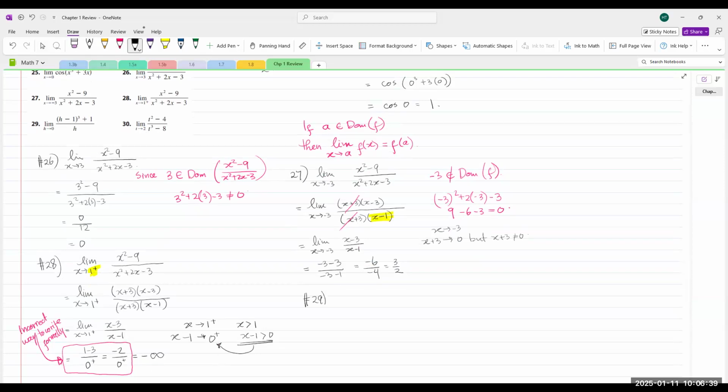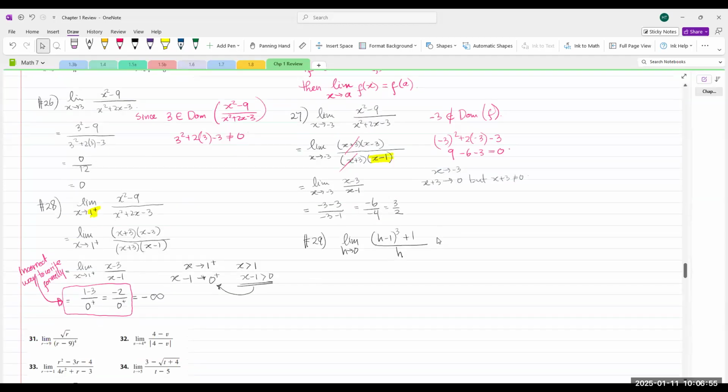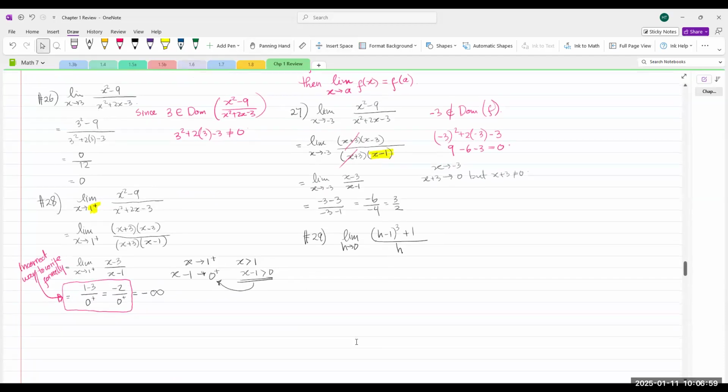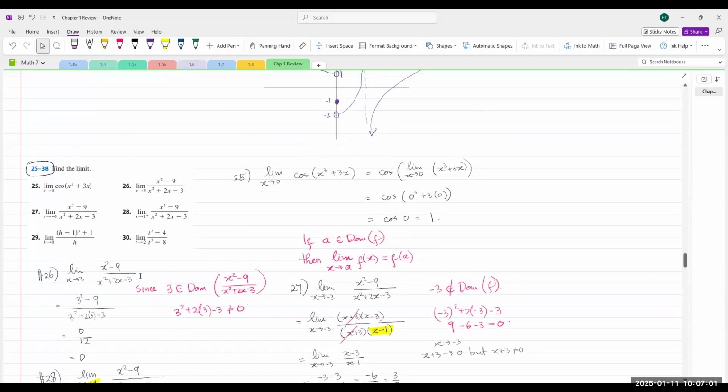Let me go on with number 29. Limit h approaching 0 of ((h minus 1) cubed plus 1) over h. Well, if h is 0, you get 0 over 0, so we know we cannot just plug that in, right? So always look at that. Notice that the way I did number 25, 26, if it is in the domain, just plug it in. If it is not in the domain, then we do it slower. Okay?